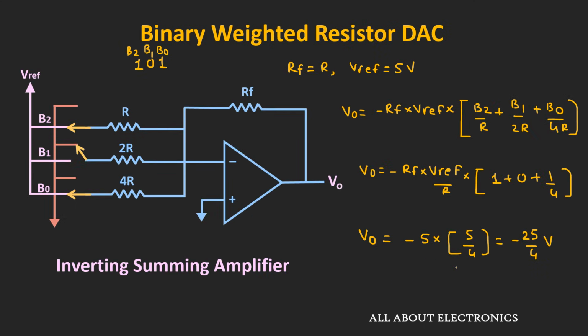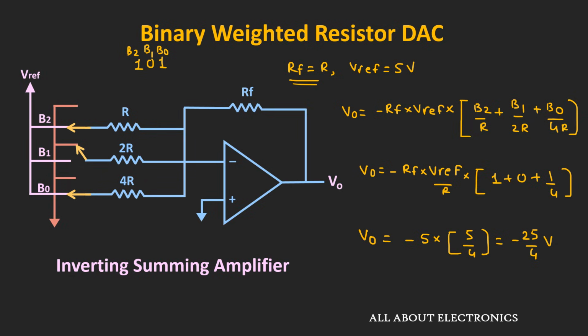That means here the output voltage is double, or we can say that the internal gain of the DAC is equal to 2. That means for this type of DAC, whenever RF is equal to R, the reference voltage will get multiplied by a factor of 2. And that is why the output is minus 25 by 4 volt instead of 25 by 8 volt. So if RF is equal to R by 2, then we would have got an output voltage of 25 by 8 volt for the code of 101.